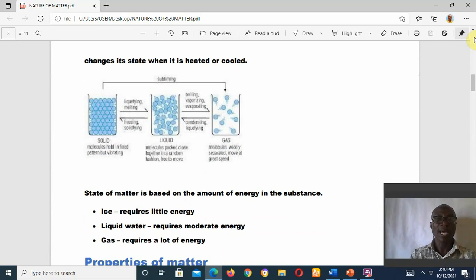As you can see from the diagram, we have solid, liquid, and gas. And from solid, we can move to liquid, and that is when it undergoes melting. Liquid to gas, when it vaporizes; when heat is supplied, then the liquid turns to gaseous state.